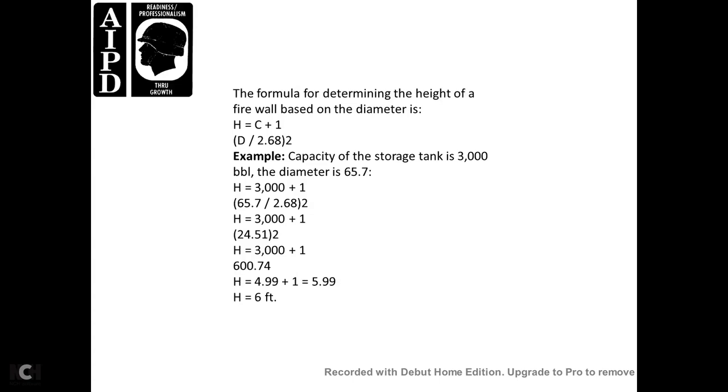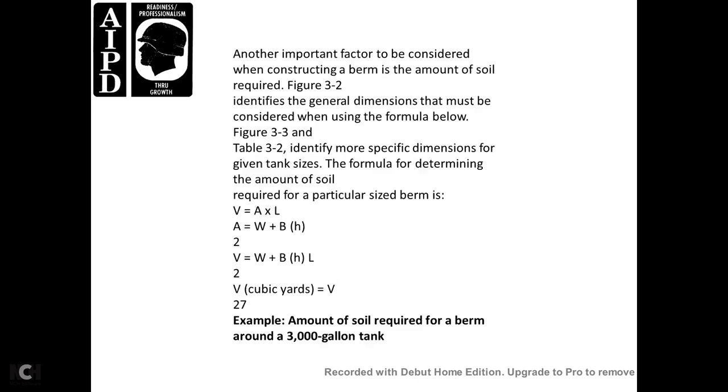The formula determining the height of the firewall based on the diameter is H equals C plus 1, the diameter divided by 2.68, times 2. The capacity of the storage tank is 3,000, the diameter is 6.57. You have a height of 6 feet.